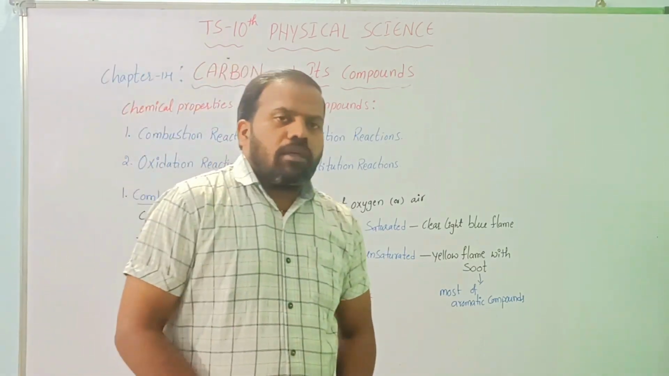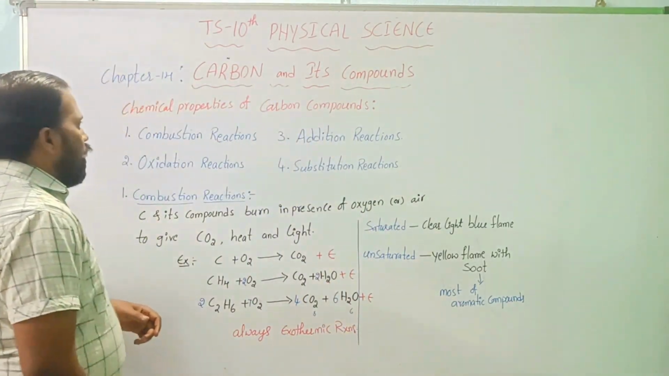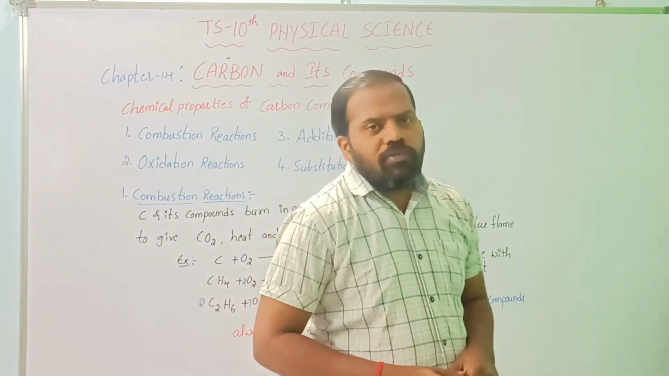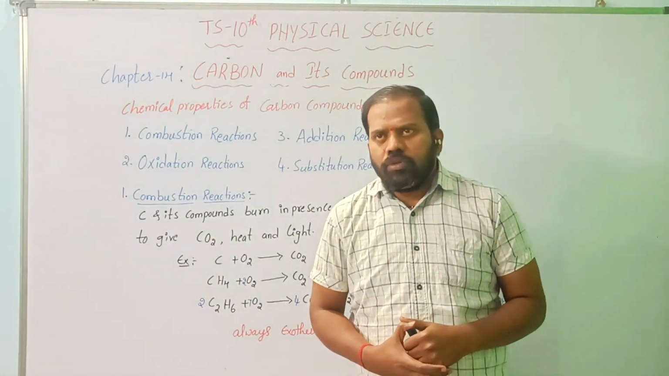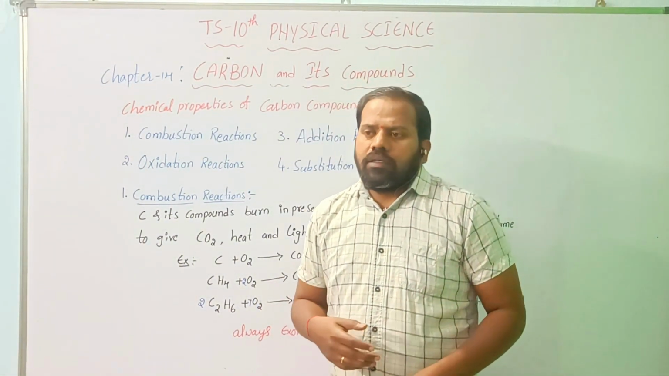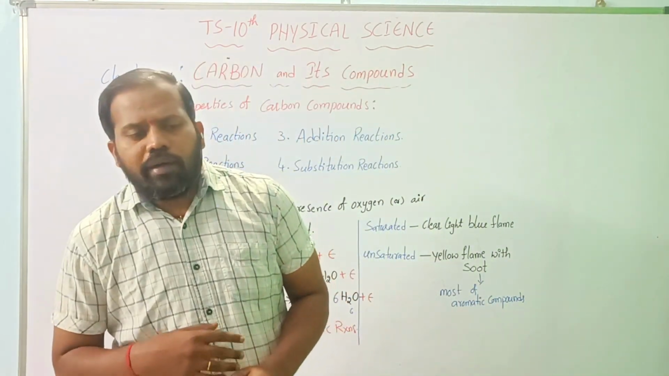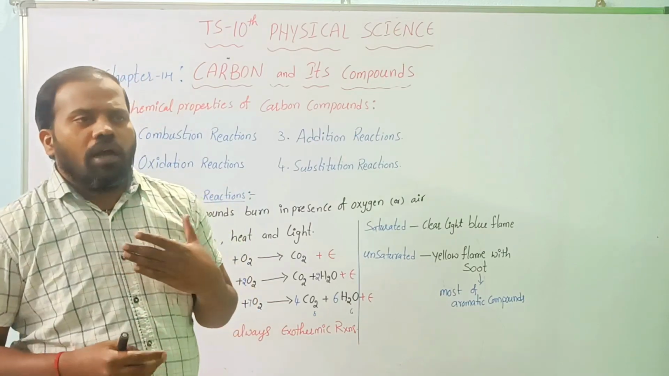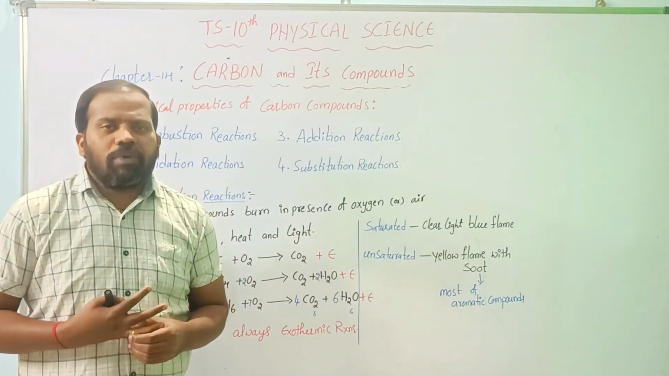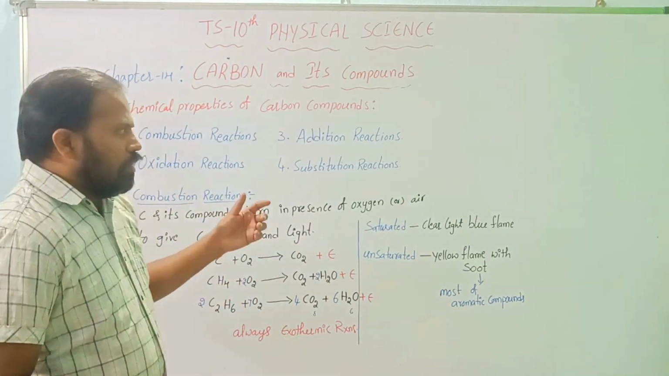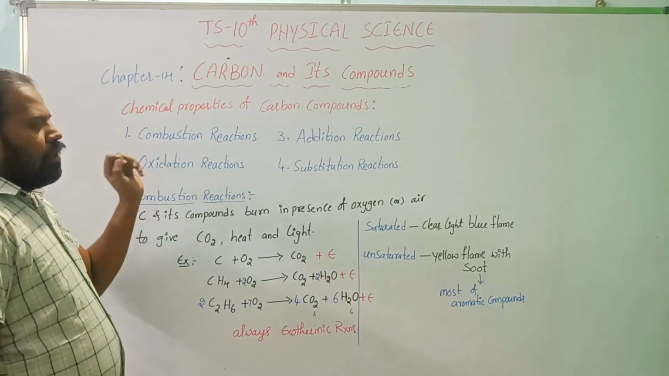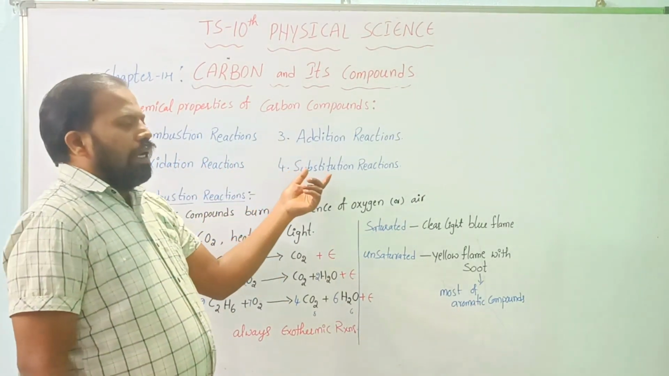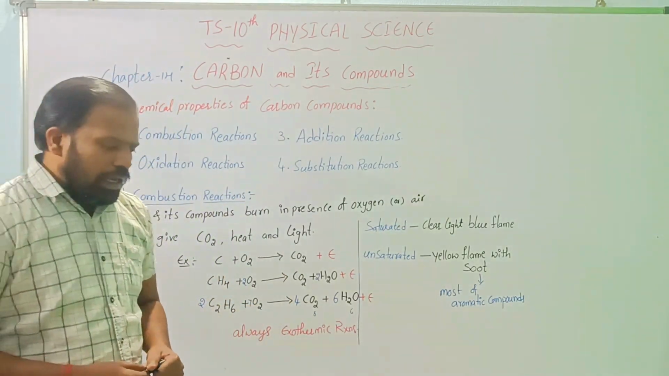Now we can see some chemical reactions, the chemical properties of carbon compounds. Carbon forms millions of compounds, and only some of them react, so it is very limited. In that limited set, how do they participate in reactions? Here we have combustion reactions, addition reactions, oxidation, and substitution reactions.